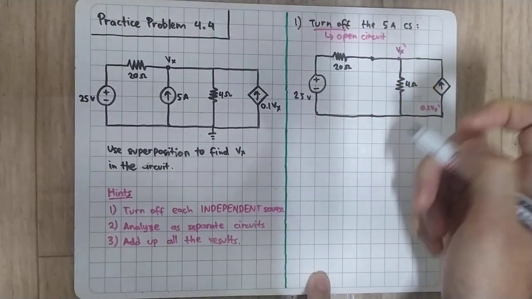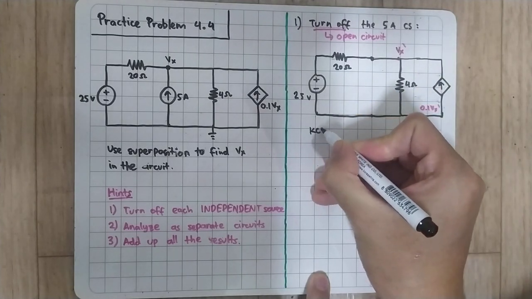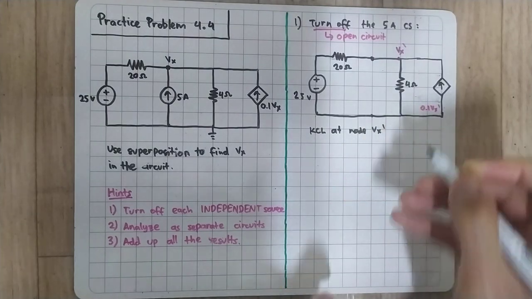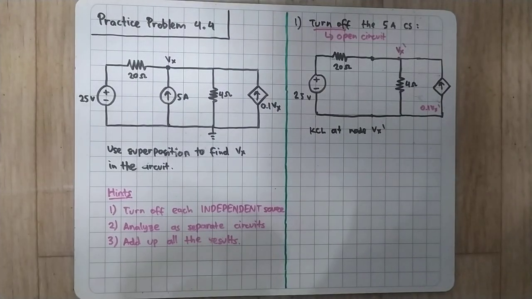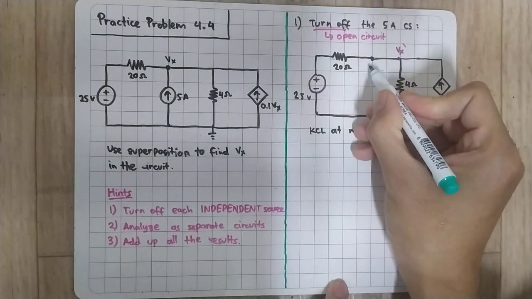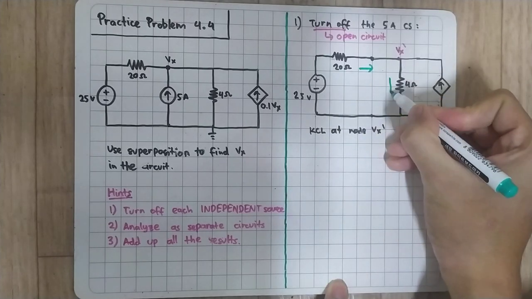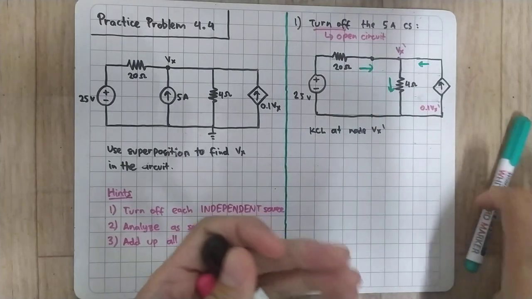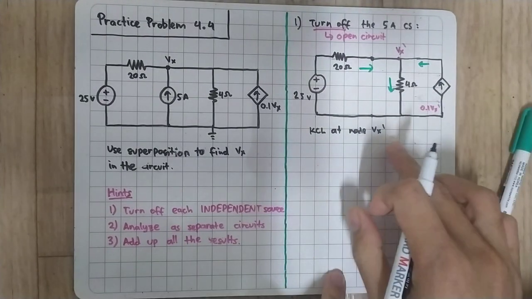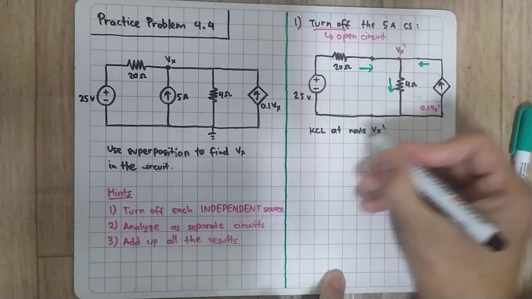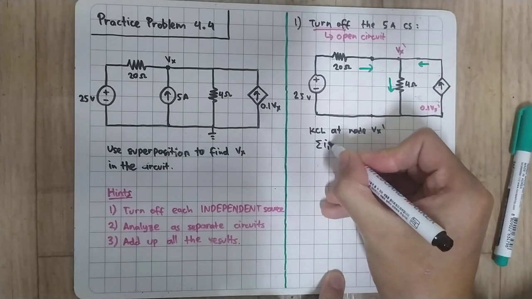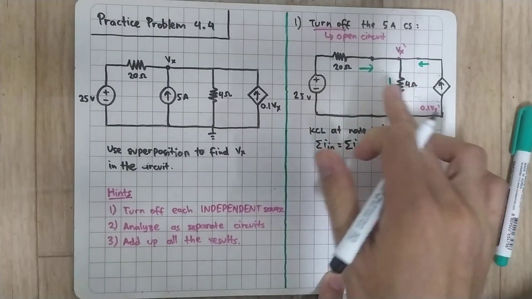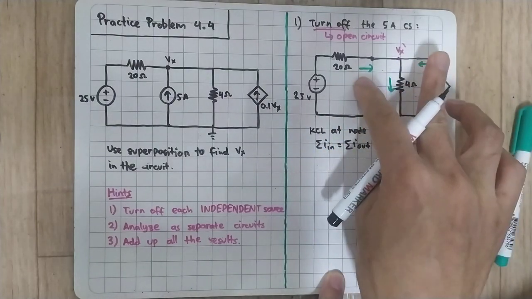So this is 25 volt. So let's do KCL at node Vx prime. And I will assume the direction of the currents. This is going here, and this is going here, and this is going here. Okay, what does KCL say? KCL says that the sum of the current that goes in is equal to the sum of the current that goes out. There are two currents that go in, this current and this current.